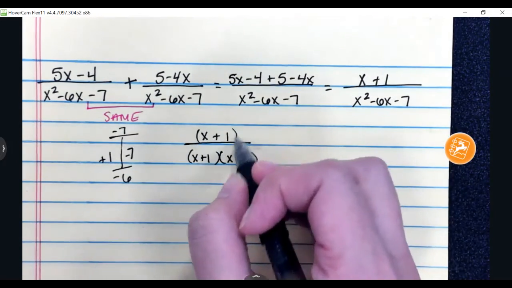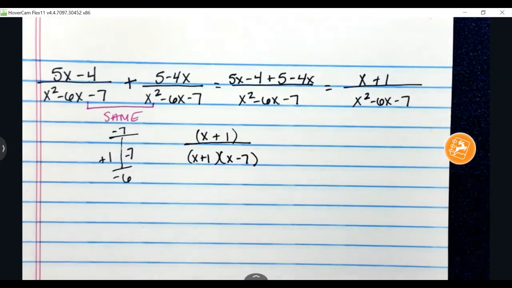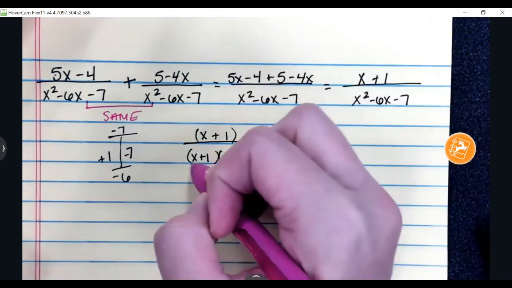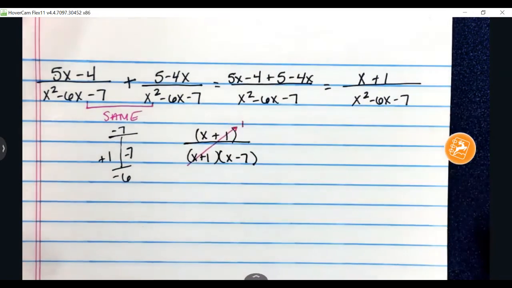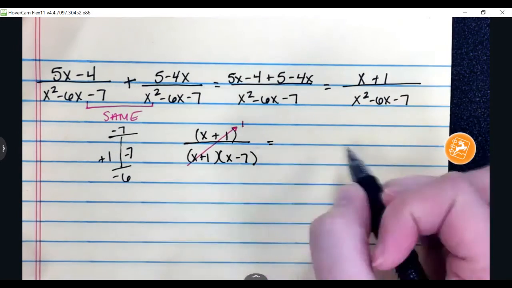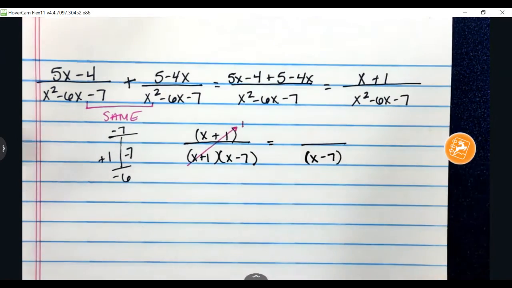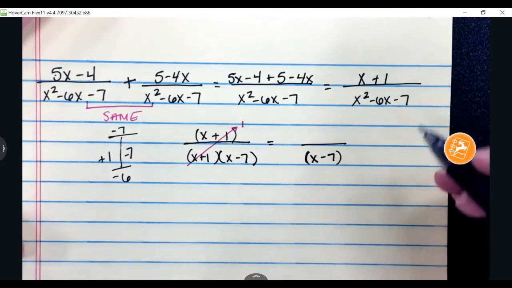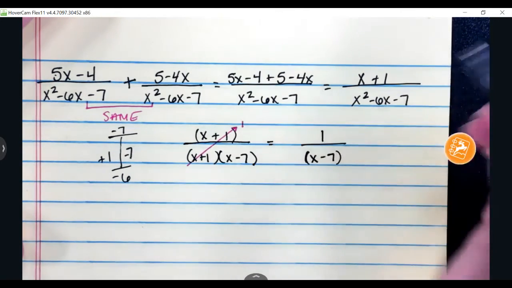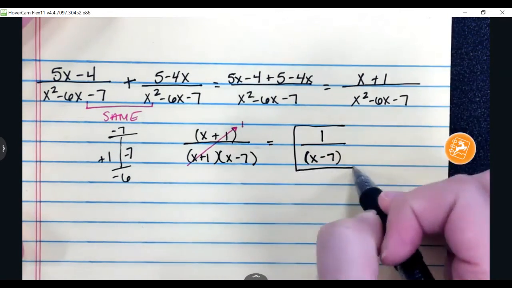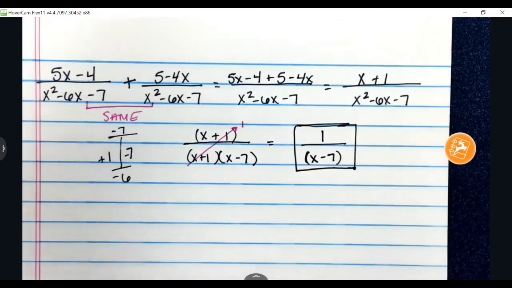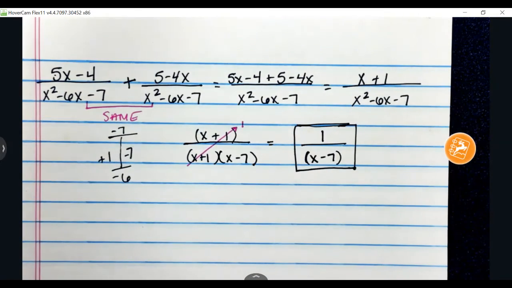Now what do I notice about my problem? I can cancel out my x plus 1s because that just equals 1. So I have an x minus 7 in the denominator. And in math, if there's nothing in the numerator, what has to go there? A 1. So my final answer would be 1 over x minus 7. Questions?